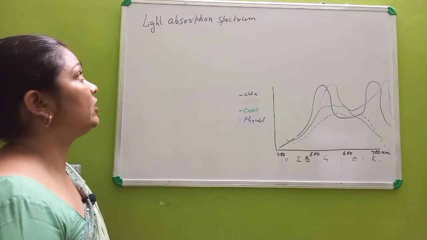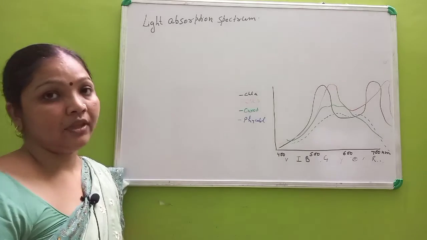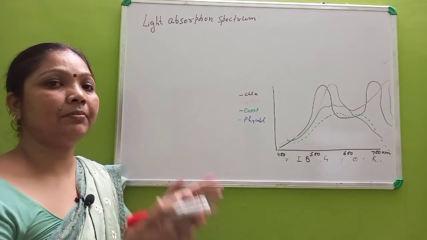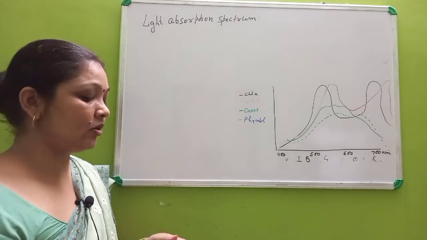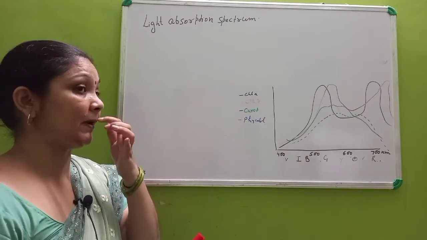Now children, we have to study the light absorption spectrum. We have studied the pigment, we have studied the place where photosynthesis occurs. Now the next topic is the light absorption spectrum.